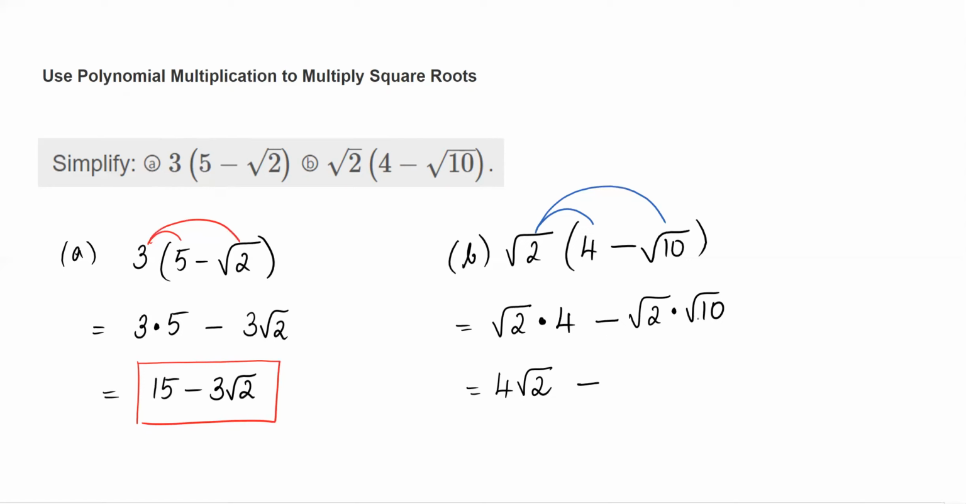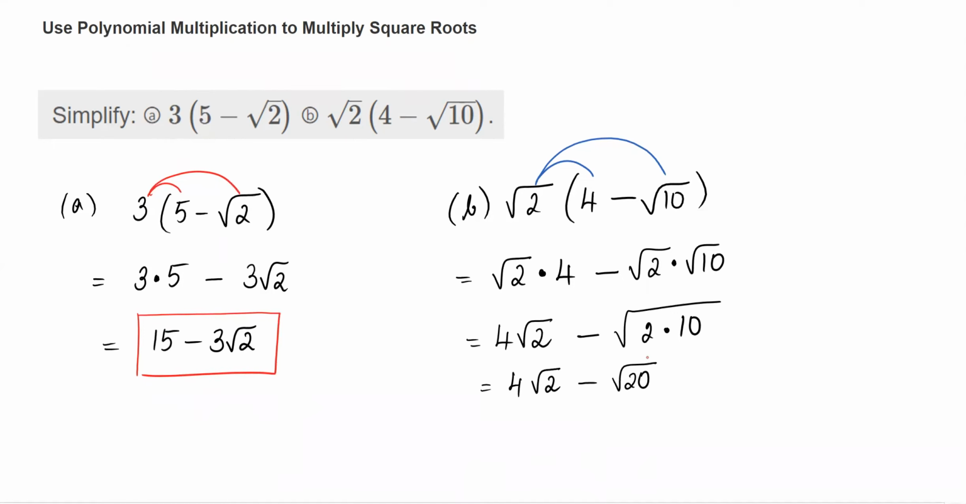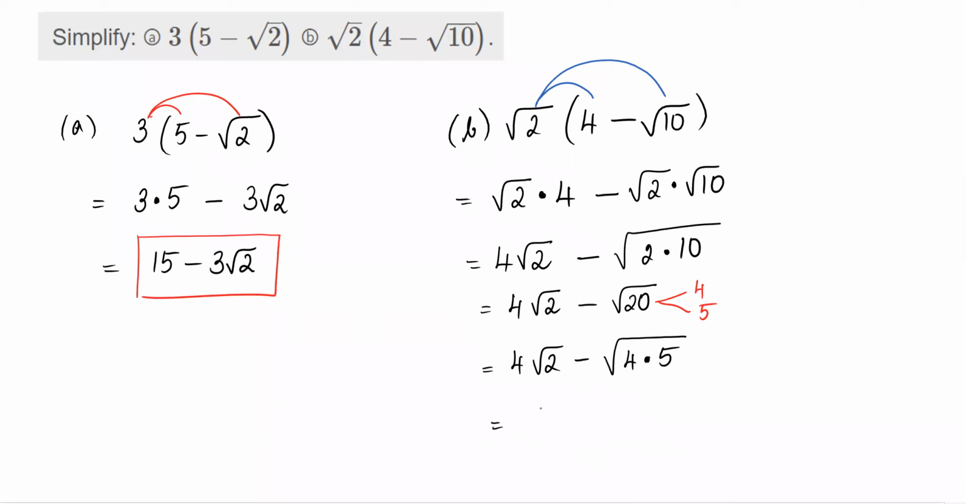And here you have two radicals, separate radicals. So product property allows us to bring them together. 2 times 10, square root of 20. Again, we've done this 20 thing several times. So the 20 splits up as 4 and 5, right? Minus square root of 4 times 5. Split that up.